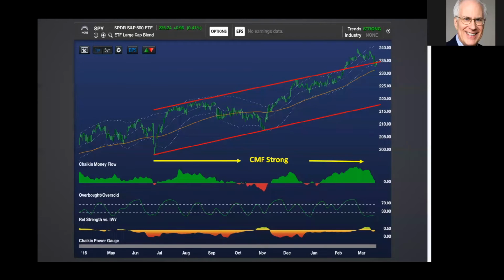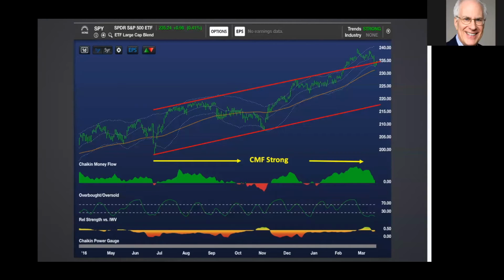So let's just look at one chart of the market. This is a one-year chart of the SPY, the most actively traded exchange-traded fund, which mirrors the S&P 500 index. And we've been in a very well-defined trend channel since the July-October period. Now, we broke through the upper trend line back in late January when the market continued the post-election rally.